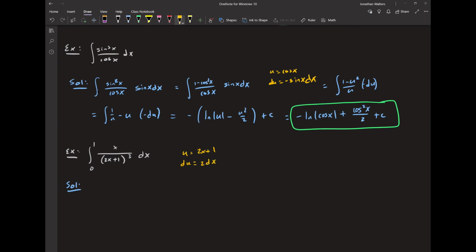However, I have an x in the numerator, so let me solve for x here. So x is equal to (u minus 1) over 2. And let's change the bounds. If x is equal to 0, u is equal to 1. And if x equals 1, u equals 3. So we'll get the integral from 1 to 3, 1 over u cubed, x is (u minus 1) over 2, and then du over 2.